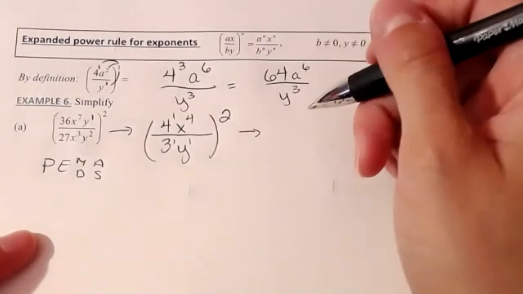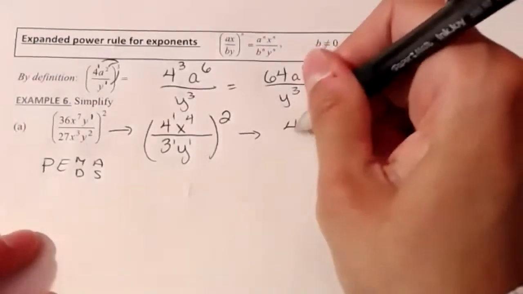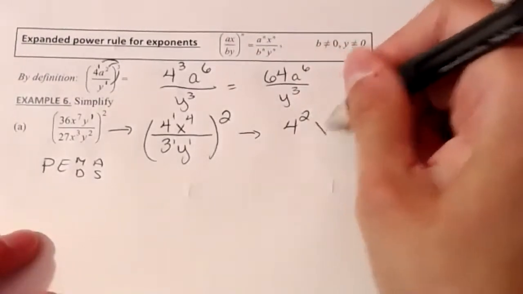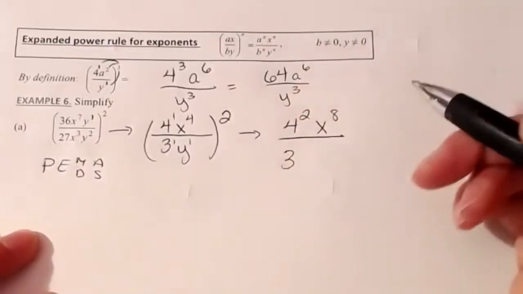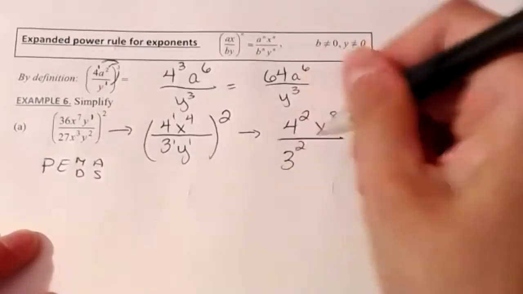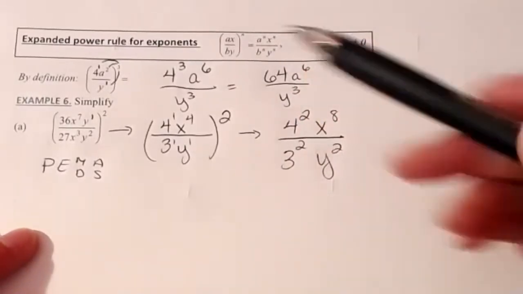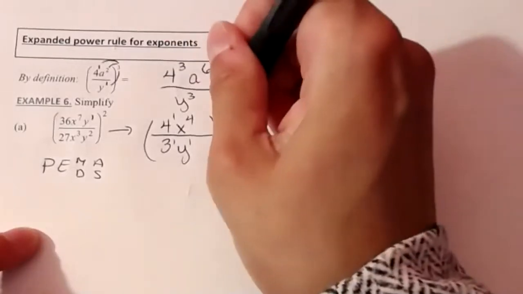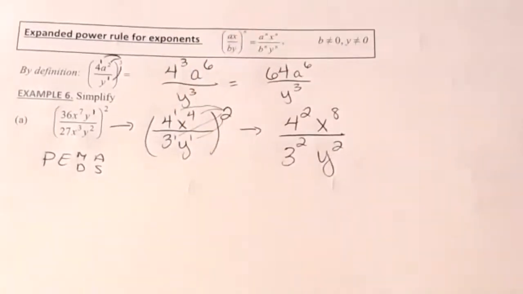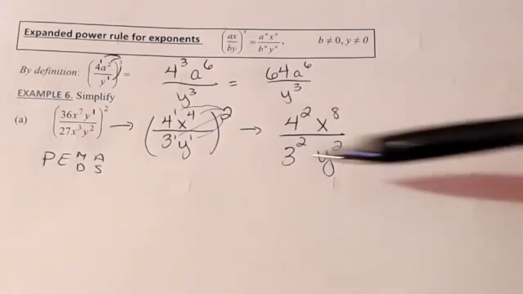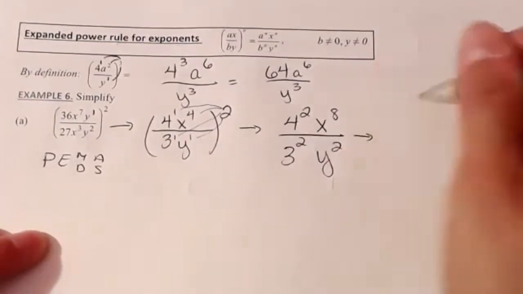Okay, so I guess it would be 4 squared. Yep. And then x to the 8 over 3 to the 1 times 2, y squared. Yes, perfect. So we distribute, and it helps to draw the lines of distribution. I'm just going to draw them lightly so you can see that you're multiplying power times power. And yes, Summer, that's exactly correct. So by distributing those powers, we can now simplify further.